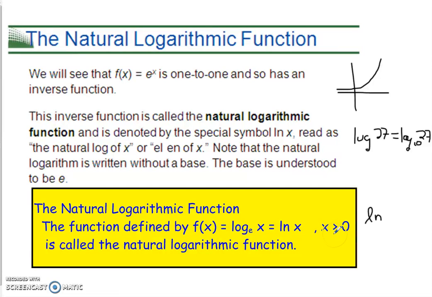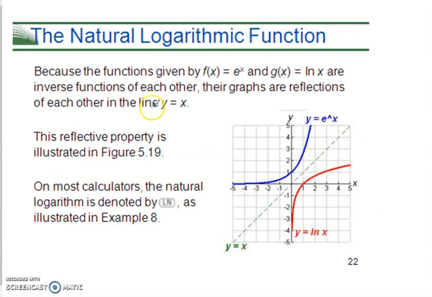Also, we know the domain: x has to be greater than 0. So here's the actual definition of the natural logarithmic function. Let's move on. All right, here you see e to the x graphed nicely, better than my slop on the last one. g of x equals ln x, and here is its inverse. You can see it's reflected over the line y equals x that you would see right here.